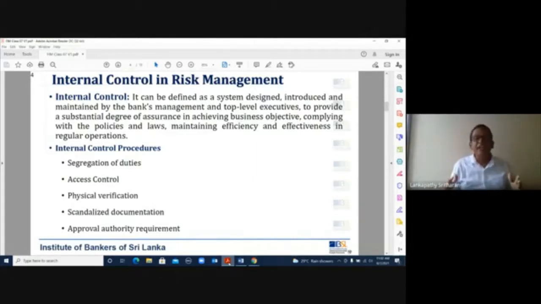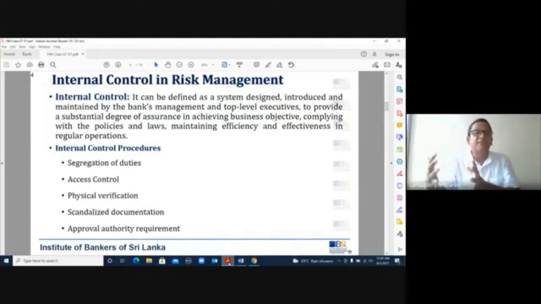So for risk management purposes, internal control procedure is a must. And the first line of defense, or the business unit managers, will be responsible for implementation of internal control. Just keep in mind, implementation of internal control. Sometimes it may be introduced by the top level executive or by the centralized risk management department. But the implementation part should be carried out by the business unit or branch level.